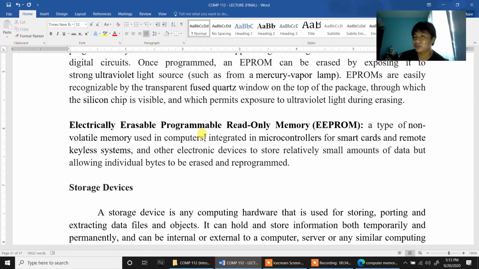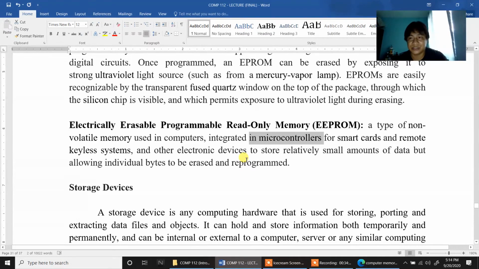So pwede niyo to ma-store ang inyong mga information with regards to your processing, no? Especially sa Arduino nga mga programs, no? Kay it said here microcontroller. So isa sa mga microcontroller natin si Arduino.